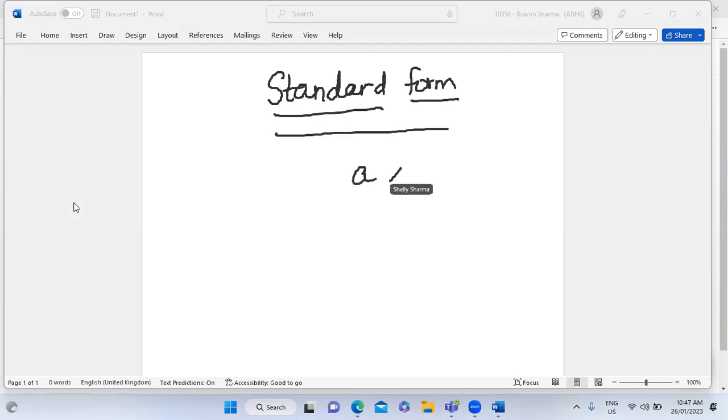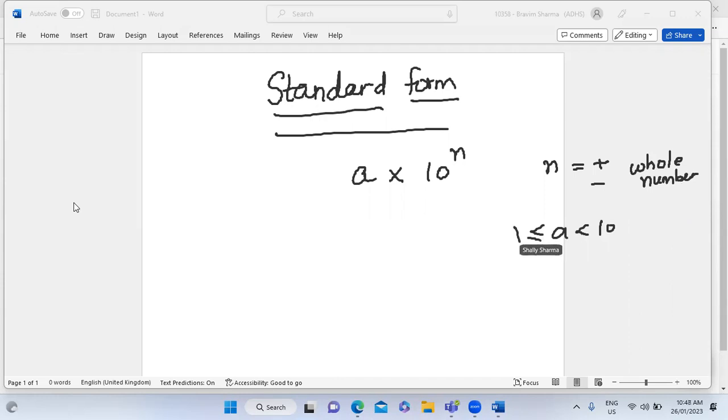Standard form is written as a times 10 to the power of n. Here n can be a positive or a negative whole number, and then a should be between 10 and 1. It can be equal to 1 but not equal to 10, and here the exponent value of 10 should be used, so 10 should be the base.